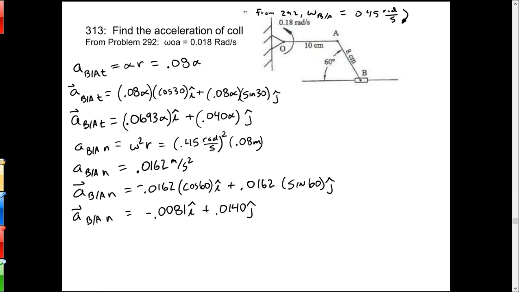So the tangential is alpha r, that's 0.08 alpha, because I don't know what alpha is yet. So what I do there is I assume that the tangential is going either upright or down left. I assumed upright, so that's going to be 0.0693 times whatever alpha is, and that'll be the i, plus 0.04 alpha, and that's j. That's the tangential acceleration. That's got two positive components because it's going upright.